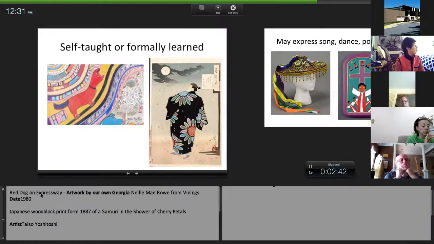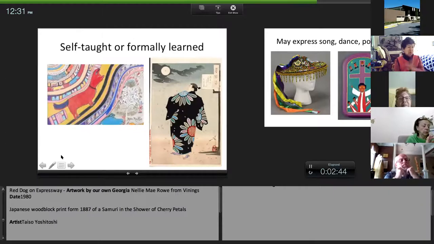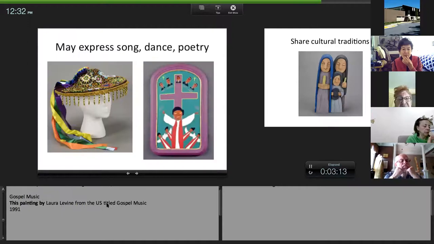Another artwork on the left. So folk art can be self-taught or it could be formally learned. Some of you may recognize Nellie Mae Rowe's work on the left. She is a folk artist from Vinings, Georgia. And this is called Red Dog on Expressway. So she's a self-taught artist, folk artist. And on the right, we have a formally taught artist whose name is Yoshitoshi. And this is a picture of a samurai who's being showered with cherry petals.